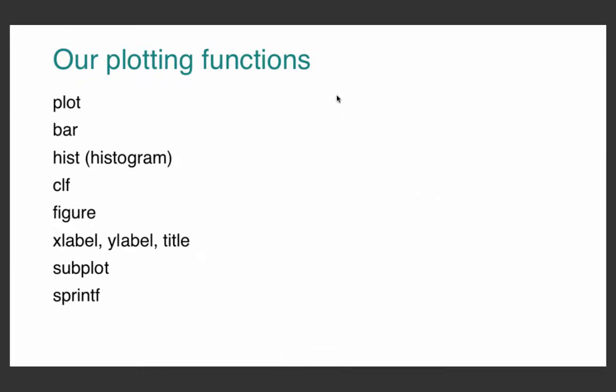So scatter just gives you a little bit more control over the points. Of course, you could just plot individual points using plot, but scatter gives you a little bit more control over how it looks. Okay, so we've seen plot before. We've used bar to do bar graphs. We've used hist to do histograms.